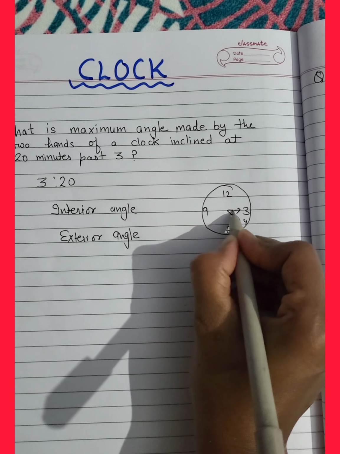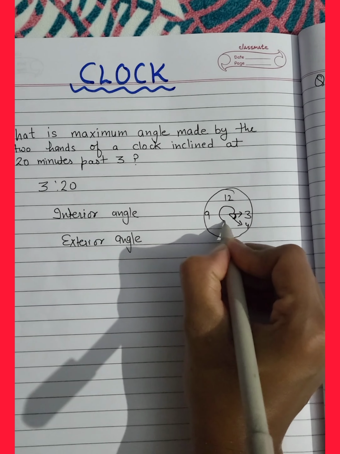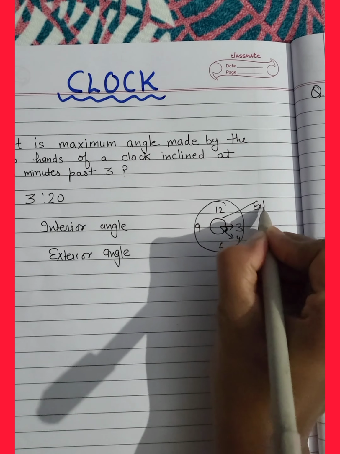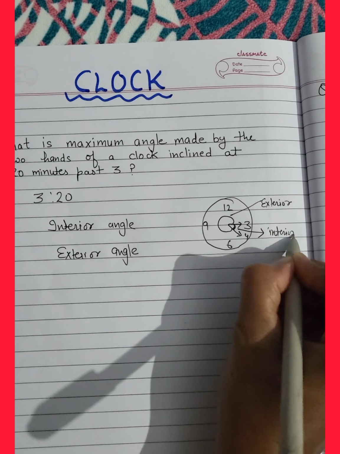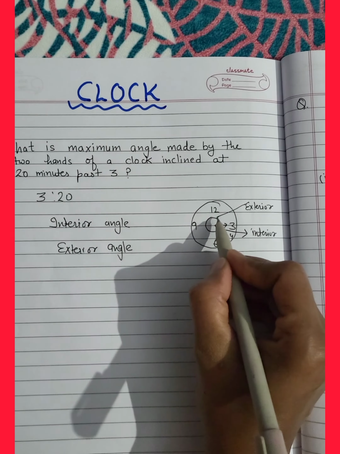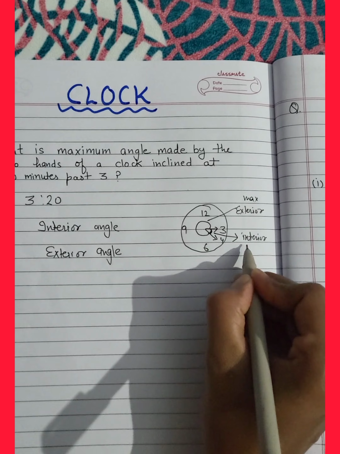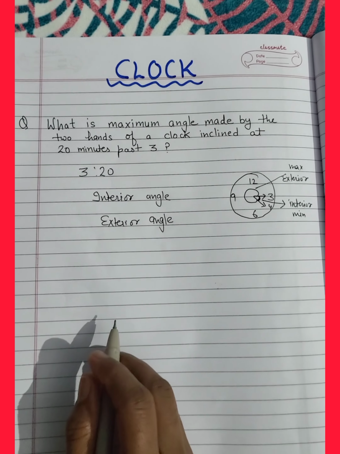And the interior angle is this inside angle, and the outer angle is called your exterior angle. This is called your exterior angle and this angle is called your interior angle. Okay, so here is the maximum. This exterior angle will be the maximum and this is the minimum. Okay, so now we will start our question.